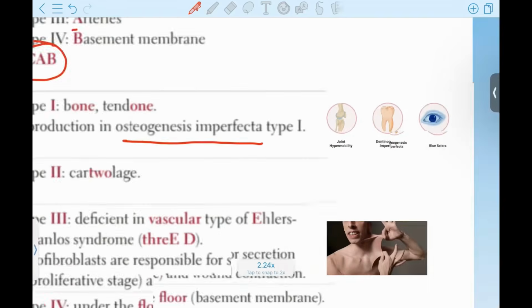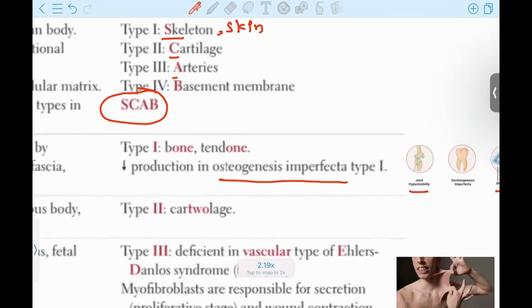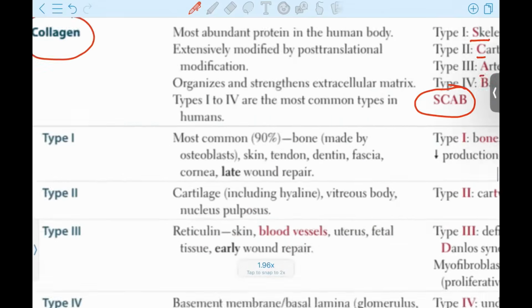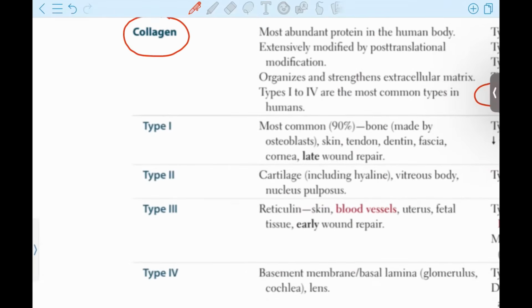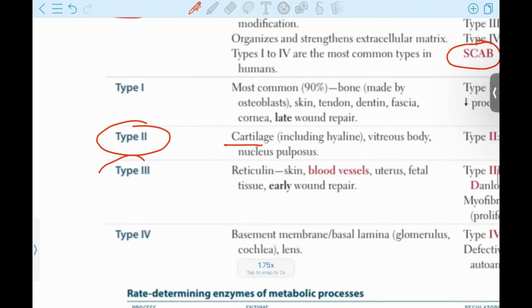And how is this presented? With joint hypermobility, dentinogenesis imperfecta, and also bone deformation, especially in the tooth canals, and also blue sclera. So this is how osteogenesis imperfecta type 1 is presented. Type 1 is abundant in the skin, bone, tendons, dentin, fascia, all this. And type 2 is present in the cartilage tissues. And type 3 is present in your blood vessels.